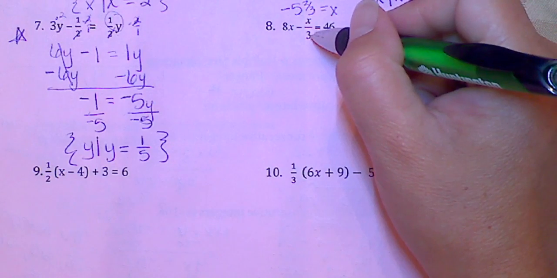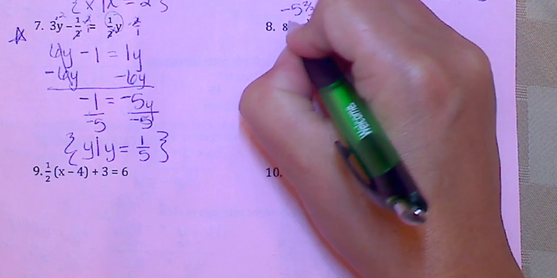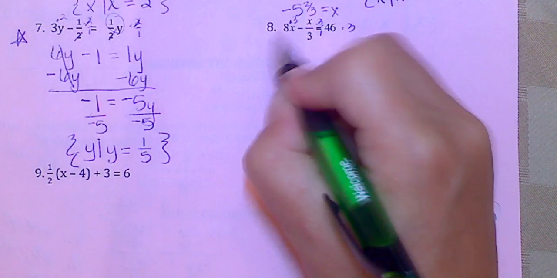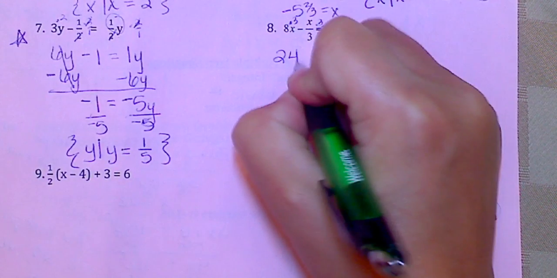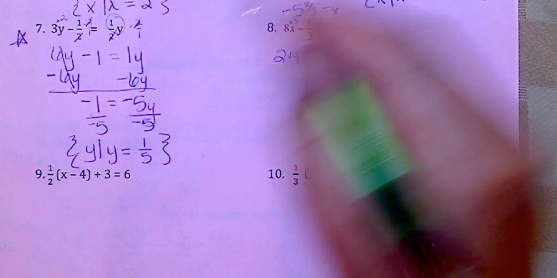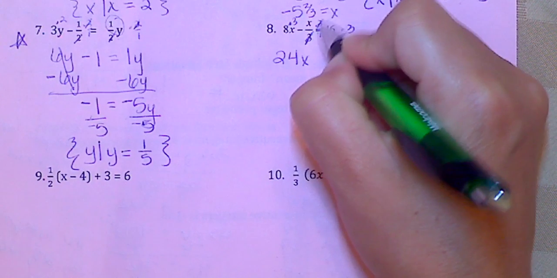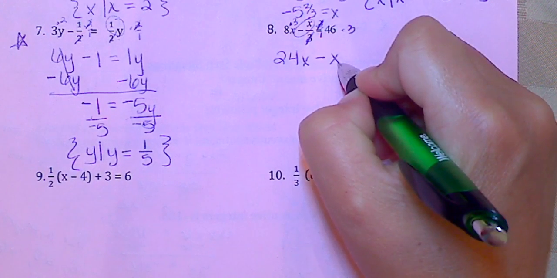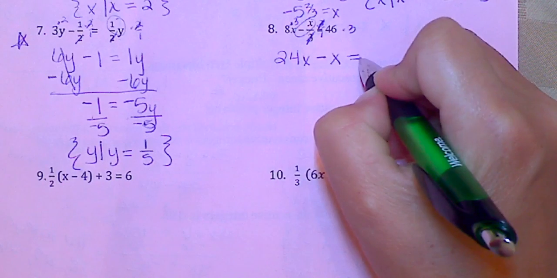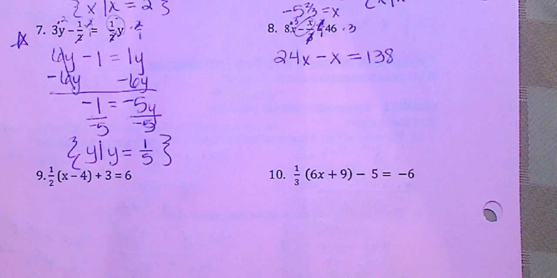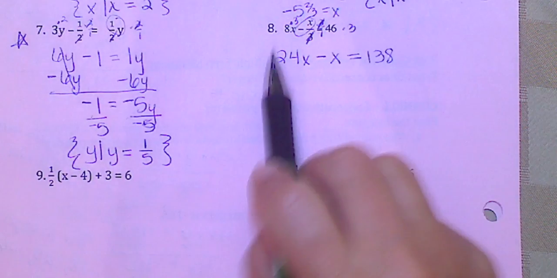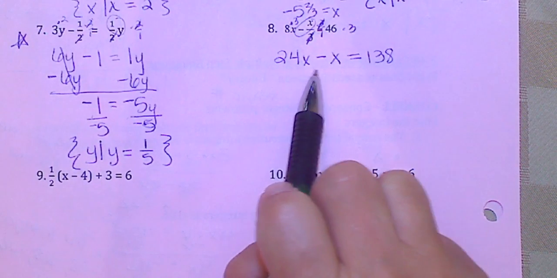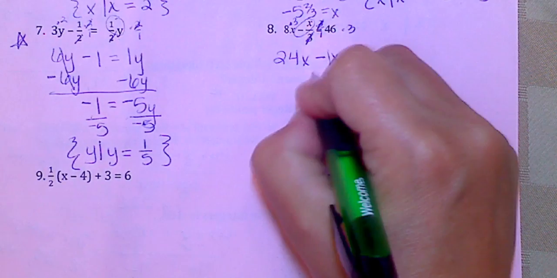Now we have a denominator of 3, so we want to multiply everything by 3, or 3 over 1. So 8x times 3 would be 24x. In the next problem, the 3 on the bottom and the 3 on the top cancel, and we just get minus x. And 46 times 3 is 138. So we distributed. Now we can combine these like terms, 24x minus x. Remember that's minus 1x. That gives us 23x.